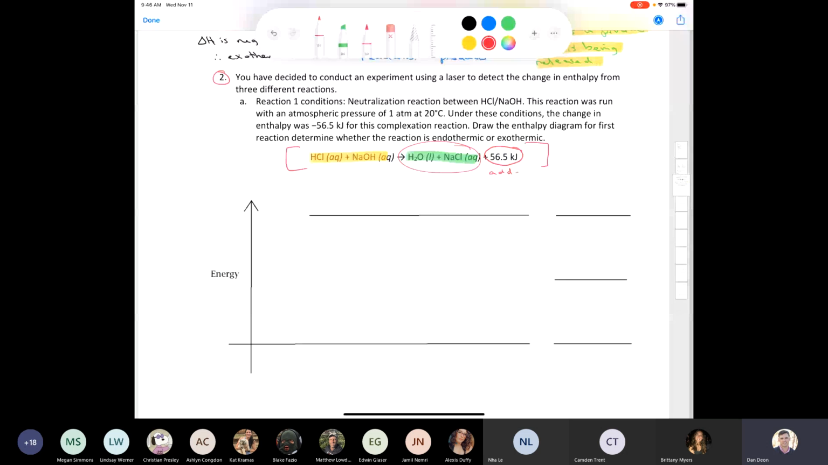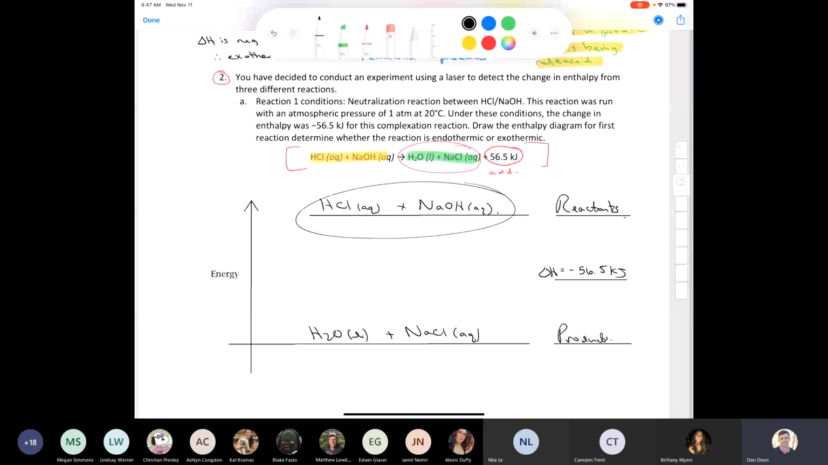So that tells us that our starting materials, the HCl plus the sodium hydroxide, are higher in energy, aren't they? These are our reactants. It tells us that our products, water and sodium chloride, are lower in energy. These are our products. And the delta H of the reaction is going to be negative 56.5 kilojoules. That ends up being lost after you combine these two reactants. Not only do you form these products, but you end up forming some heat.